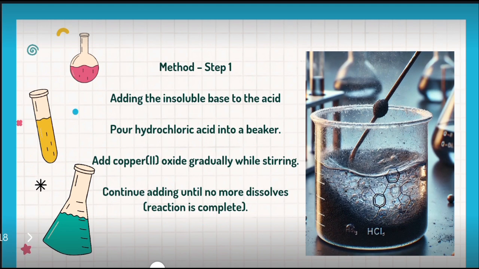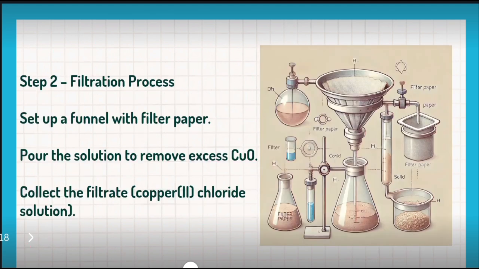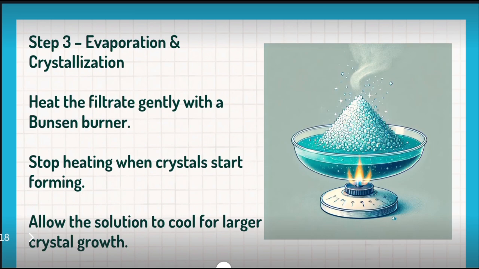Step 1. Adding the insoluble base to the acid. Pour hydrochloric acid into a beaker, then add the copper oxide gradually while stirring. Continue adding until no more dissolves. Step 2. Filtration process. Set up a funnel with filter paper, pour the solution in to remove excess copper oxide, and collect the filtrate, which is copper chloride solution.